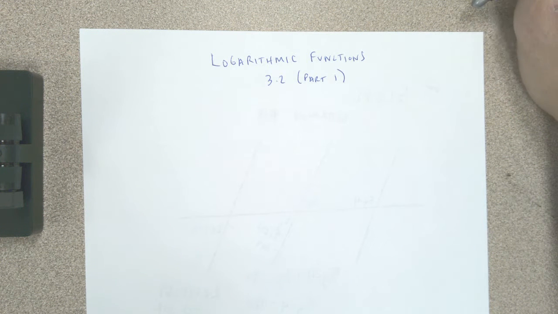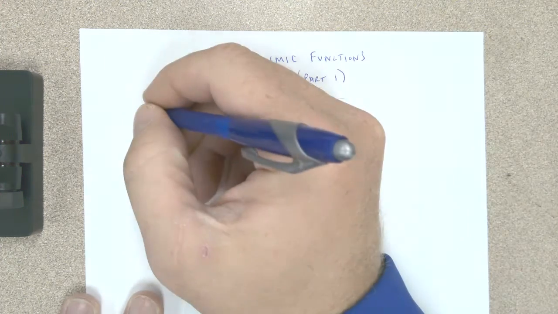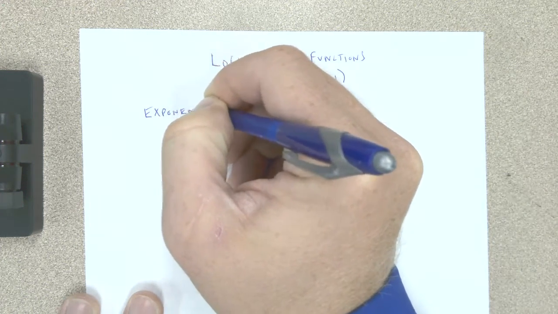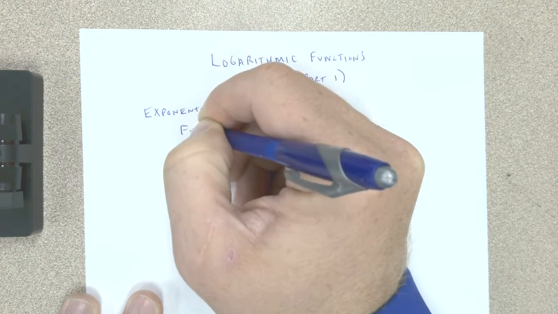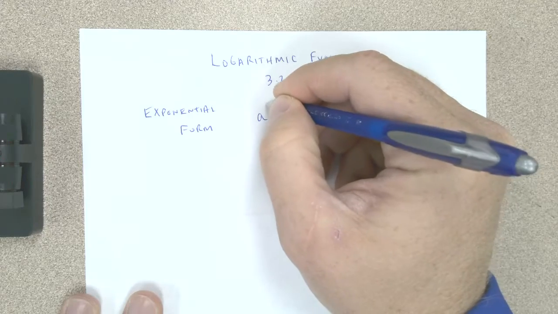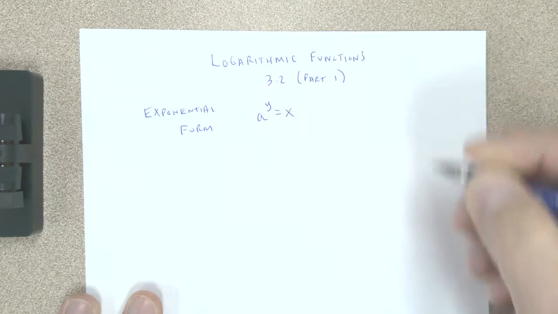Okay, so in this lesson today, we're going to talk about logarithmic functions. First of all, talk about what a logarithm is. We say that a logarithm basically is an exponent. We've got two types of forms. We've got what we call exponential form, which would look like this. So a to the y equals x.